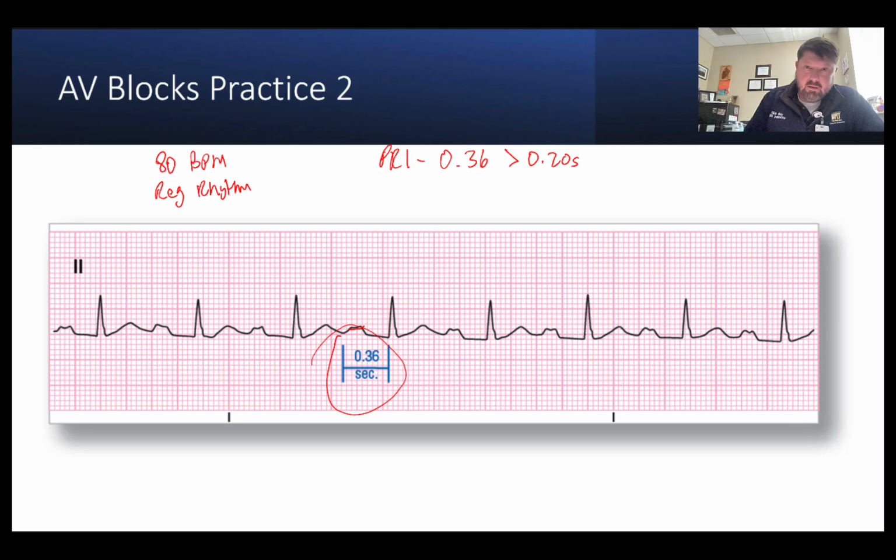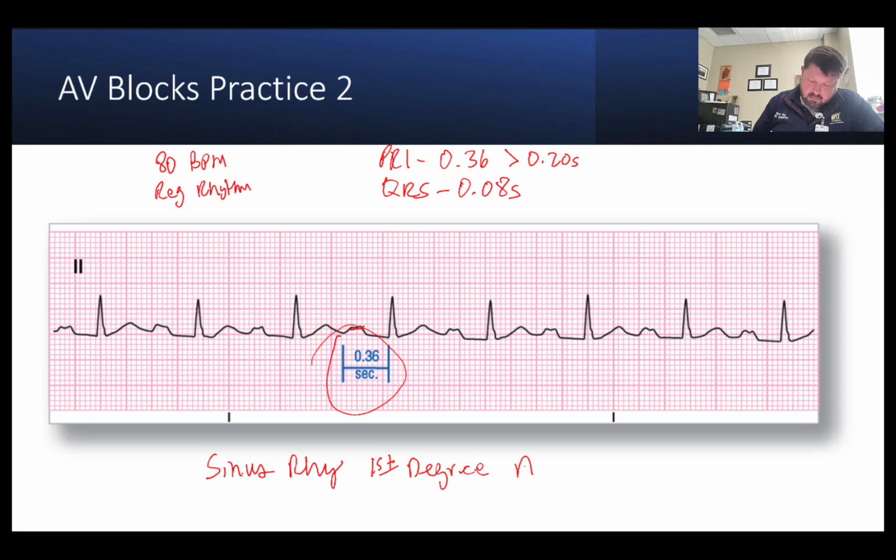So that gives me a clue as to what I'm working with. And my QRS is narrow at 0.08 seconds. So again, I've got P waves that are consistent across the board. I've got a sinus rhythm with a first degree AV block. Let's look at the next example.